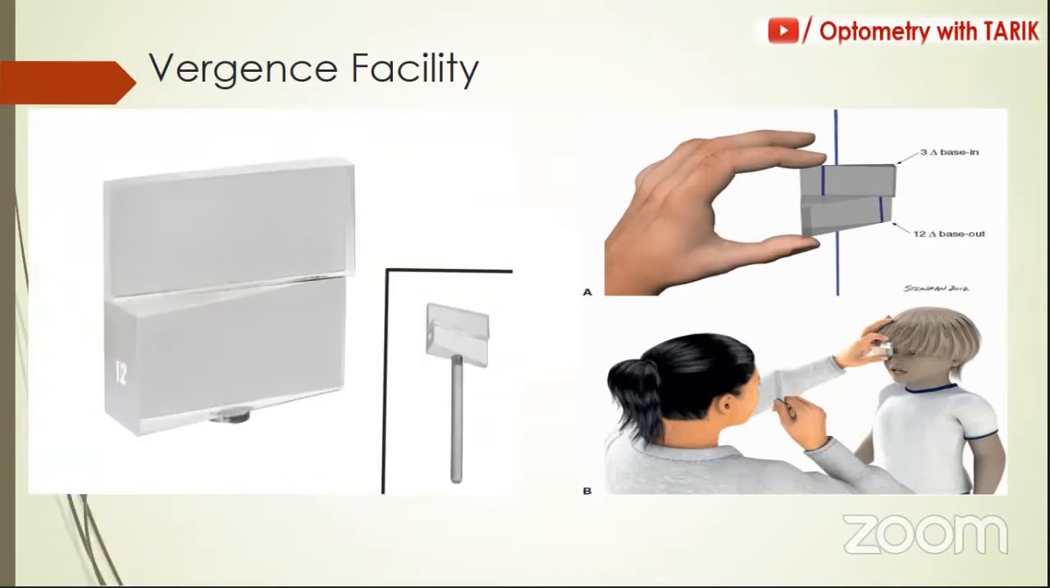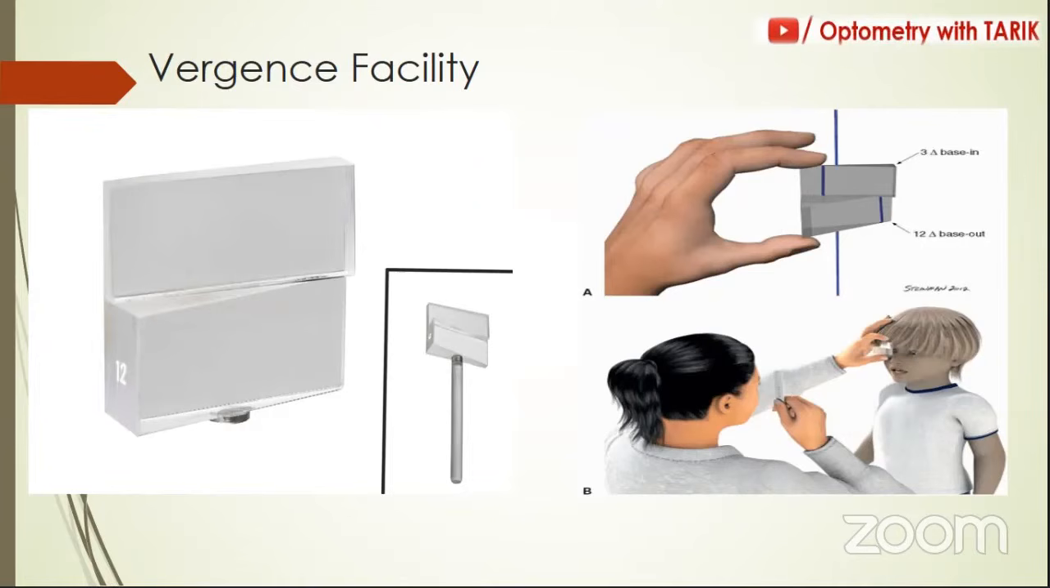So now why 3 and 12 prism? Many studies have been done using different combinations, but most of the studies said that the best value, or rather the best method to do it, is with the help of your 3 base in and 12 base out. So generally you find this kind of vergence facility prism with 3 prism base in and 12 base out.